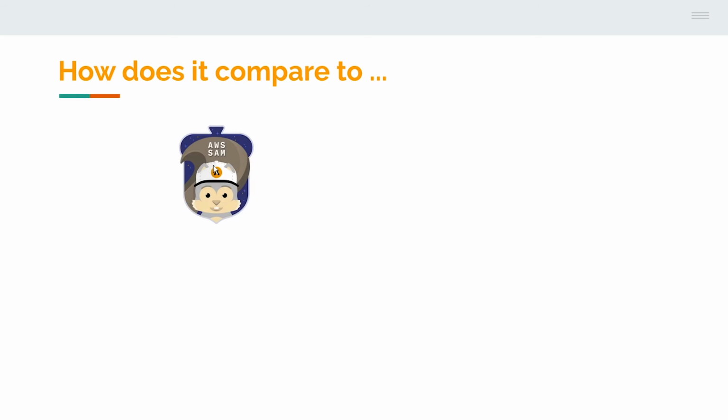Now let's talk about how it compares to some other popular infrastructure as code solutions. The first one that I want to talk about is AWS SAM, which stands for Serverless Application Model. Under the hood, SAM actually uses CloudFormation. It's great for setting up, like it says, serverless applications, so Lambdas, API gateways. It really helps you build serverless applications very quickly.